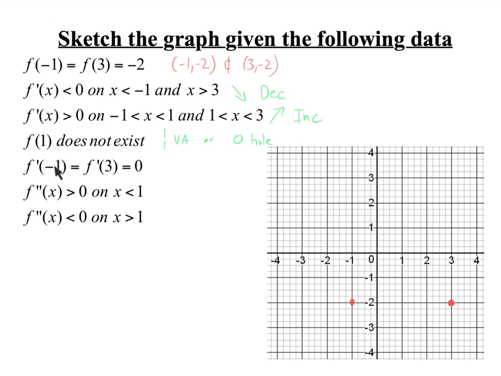Now we have this. The derivative at -1 and 3 is 0. If I say the derivative, that means the slope at -1 is 0, and the slope here is 0. If a slope is 0, doesn't that mean it's a hill or a valley? Isn't that what it means? Yeah. Isn't it called a relative extrema?